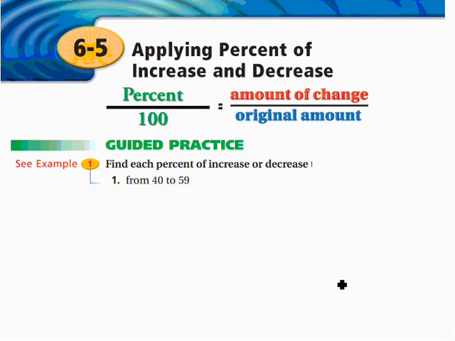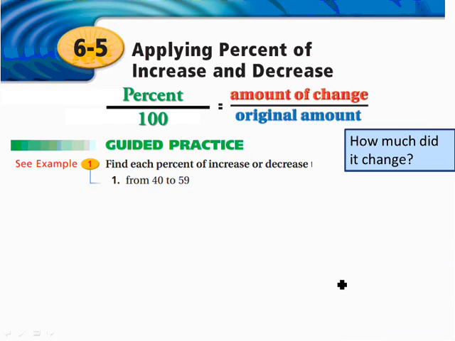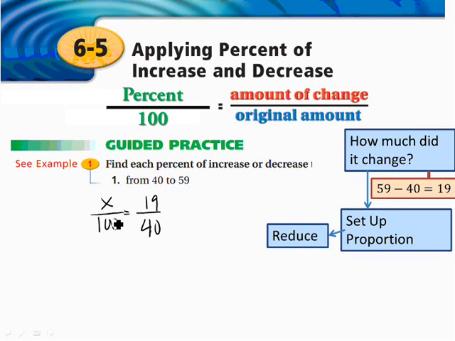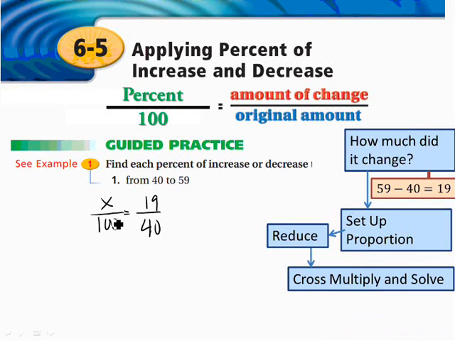Here we go. I've got the flow maps set up to go along with each of these. I'll say very little as I work them out. For percent of increase or decrease, always ask how much did it change from 40 to 59. That is a change of 19. So set up a proportion where the amount of change is on top, the original amount 40 is on the bottom, and we are trying to determine what percentage that is. Reduce if possible. I cannot, so I move on, cross multiply and solve.